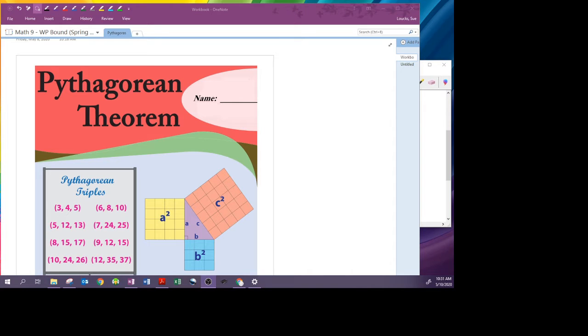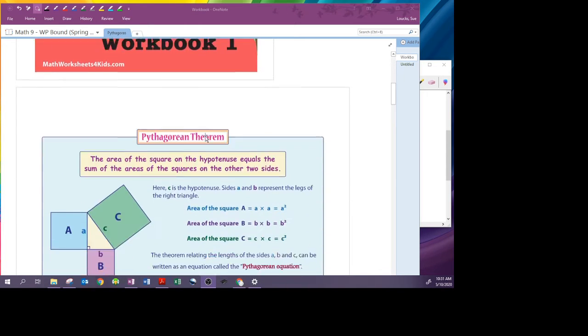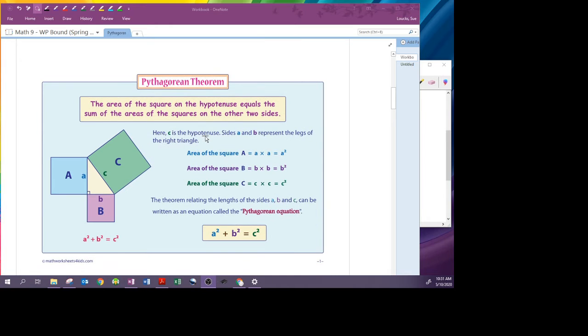You've probably seen the Pythagorean theorem. It's the formula that we use to figure out the third, or unknown, side length in a right triangle. This work package describes it and tries to make it visual for you.